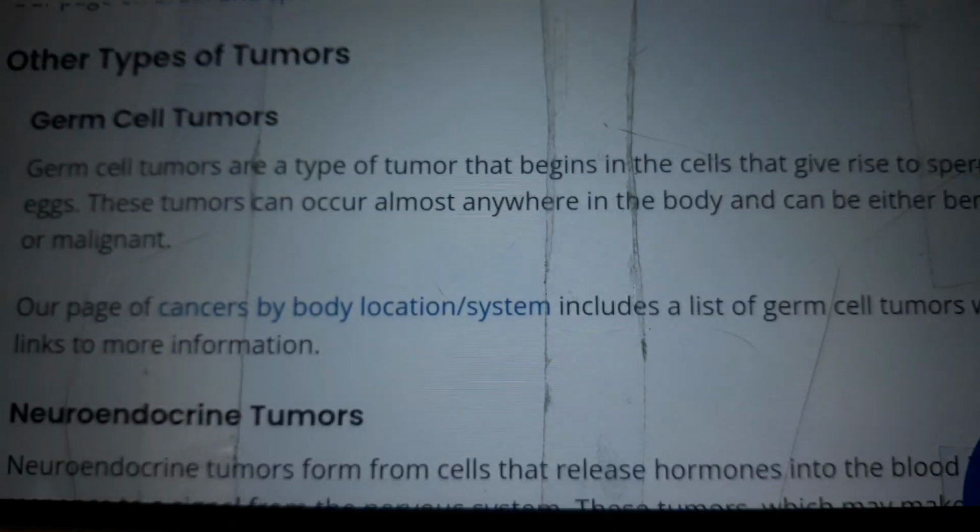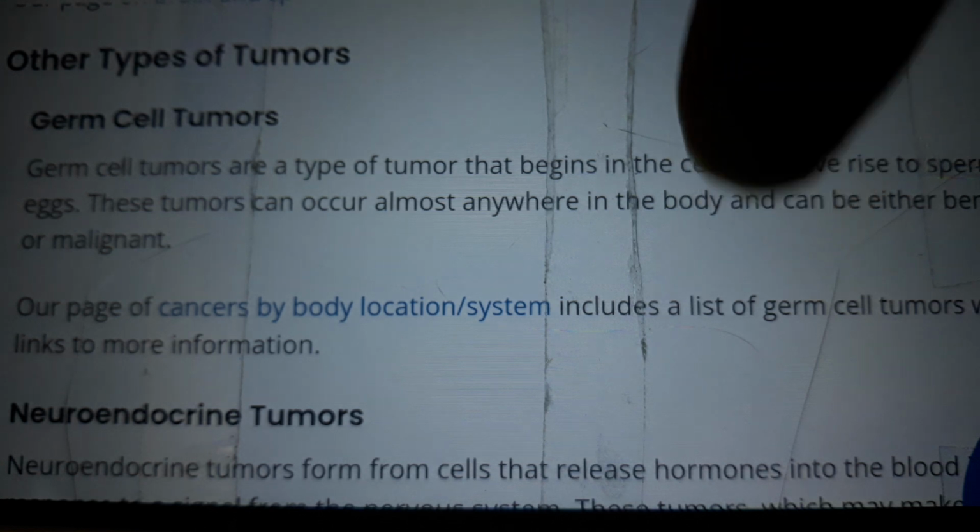The other types of tumors are germ cell tumors, which are a type of tumor that begins in the cells that give rise to sperm or eggs. These tumors can occur almost anywhere in the body and can be either benign or malignant.